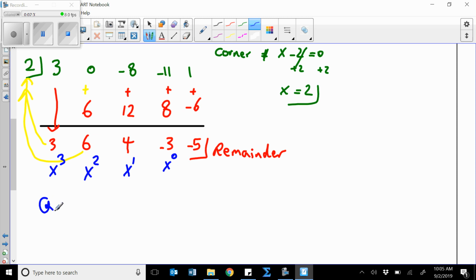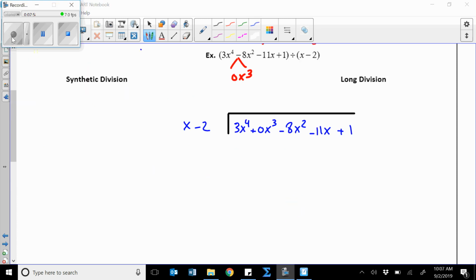So my quotient is 3x to the power of 3 plus 6x squared plus 4x minus 3. And your remainder is negative 5. So this is how we do synthetic division.